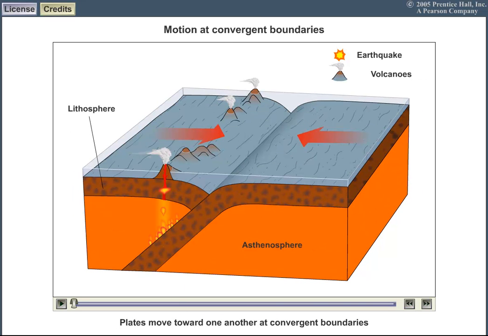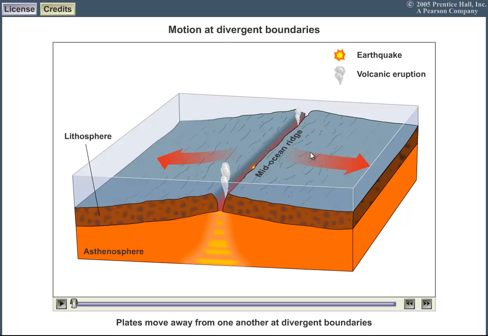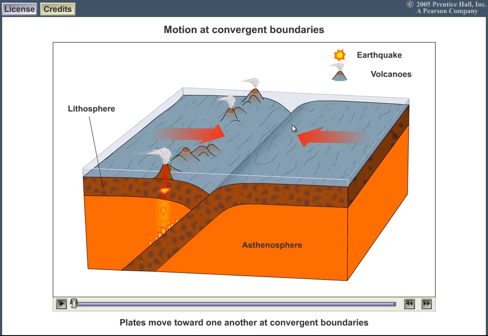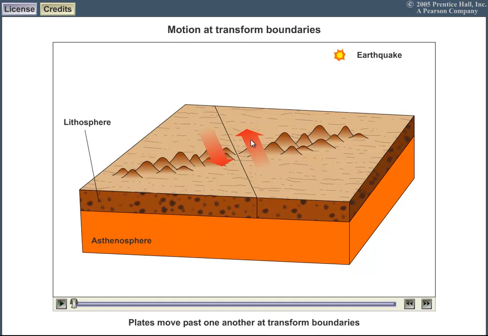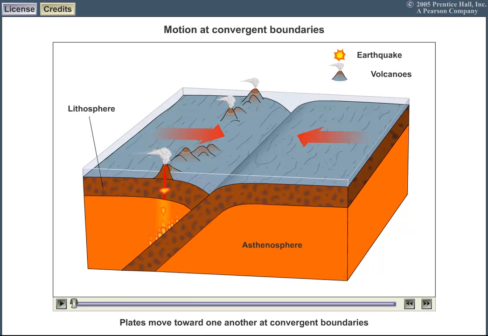Then we can go to convergent. Convergent means to come together. You can see we have arrows moving the opposite direction, just like we did here. These two arrows are moving opposite direction, opposite of each other. These are moving in opposite direction toward each other. And then transform, they're moving opposite directions side by side. So it all has to do with plate motions.